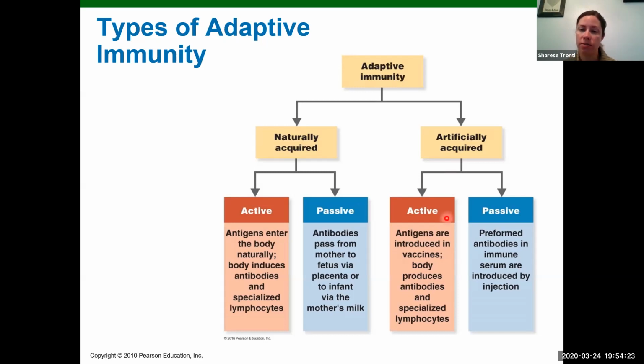Artificially acquired active immunity is where we see vaccines. So it's artificially acquired, of course, through the injection of the vaccine. And it's active, though, because once you receive a vaccine, it is your body that is producing the antibodies against that antigen. And then lastly, we see artificially acquired passive immunity. This is where we inject antibodies directly into the patient. So we see that for certain diseases as well as toxins, we can inject the antibodies against that toxin.